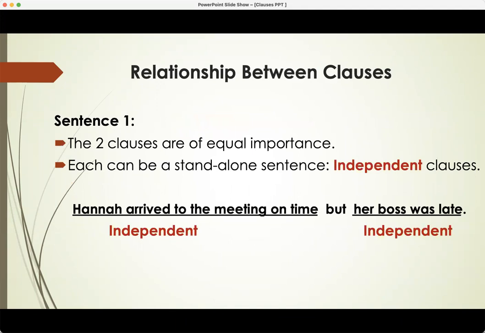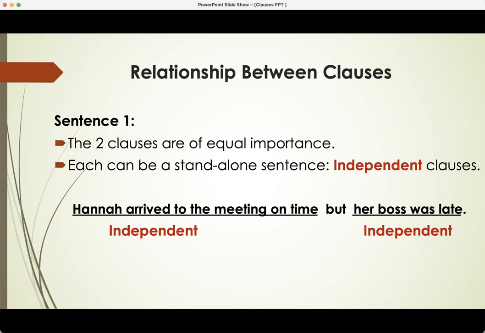So in sentence number one, we have two clauses that are of equal importance. And equal importance means that each clause can be a standalone sentence. That means if I take the clause out of the sentence and make it a sentence on its own, it would be grammatically correct and it would make perfect sense. For example, Hannah arrived to the meeting on time. If I stop my sentence there, this would be a grammatically correct sentence and it would make sense. The idea is complete. I don't need any more information in order to understand it.